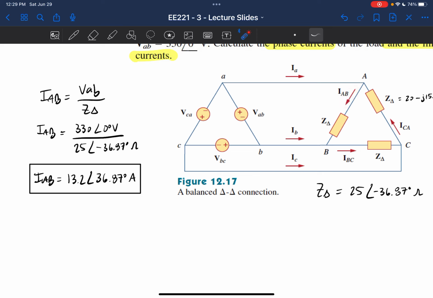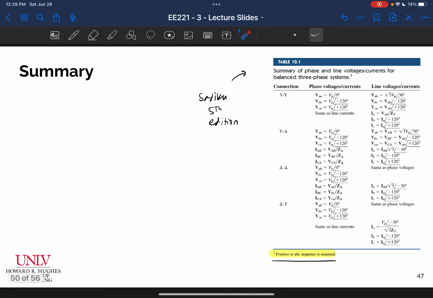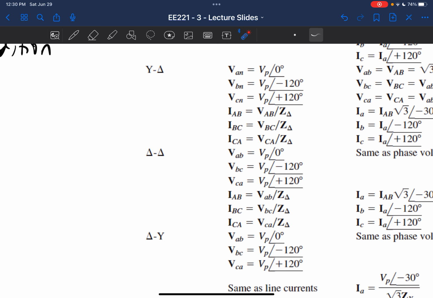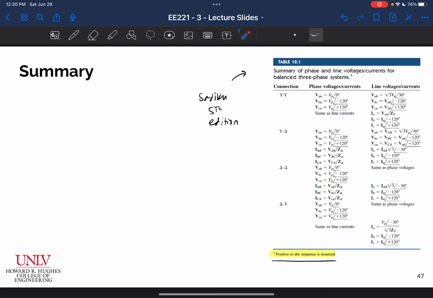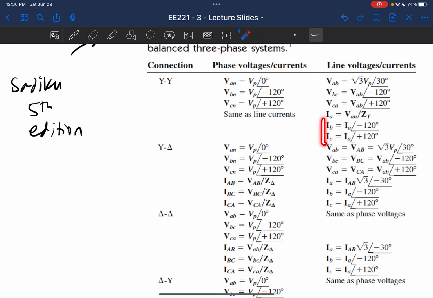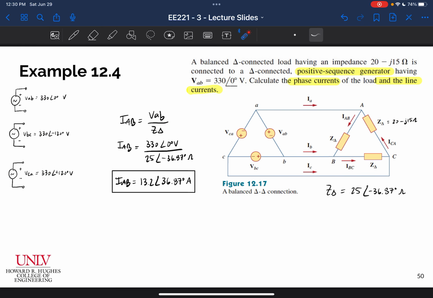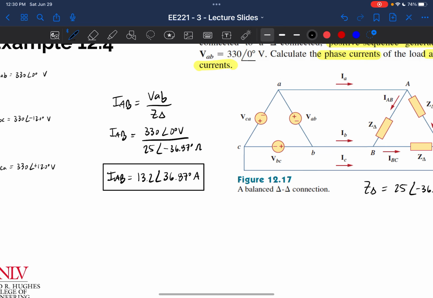We can do a couple of different things. One, we can look at the table. We could come back to this table and note that for a delta to delta system, IAB is VAB over Z delta, IBC is VBC over Z delta, and ICA is VCA over Z delta. I guess that's pretty much the same as what we did here. My assumption is that they're just going to be another 120 degrees phase shifted. But let's go back and just do the math for that. In the next video, we'll find the line currents, since these are just the phase currents.